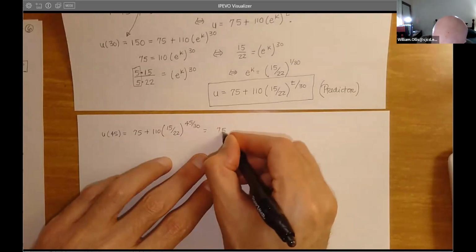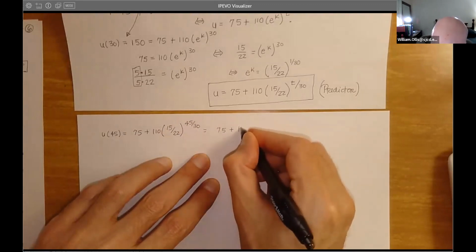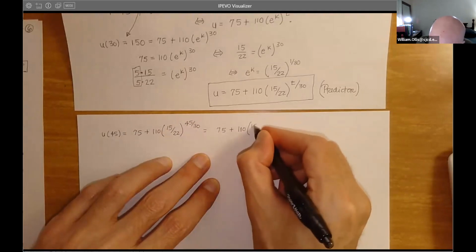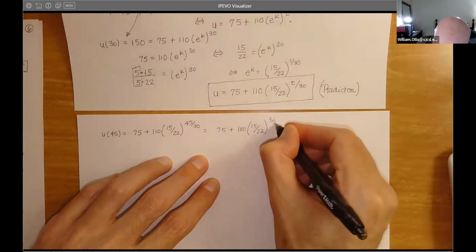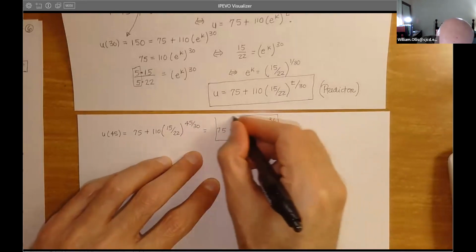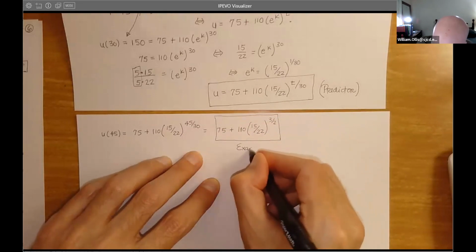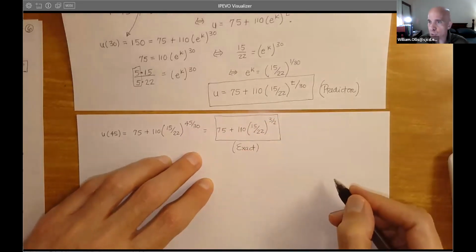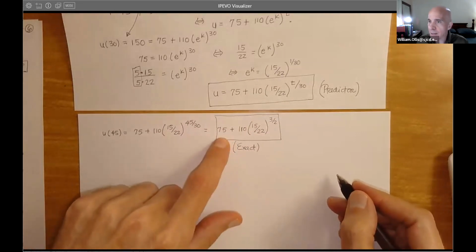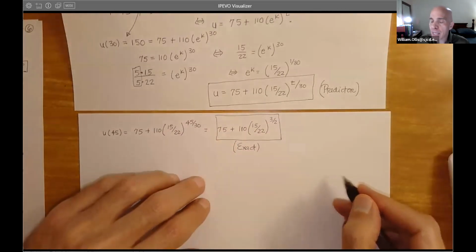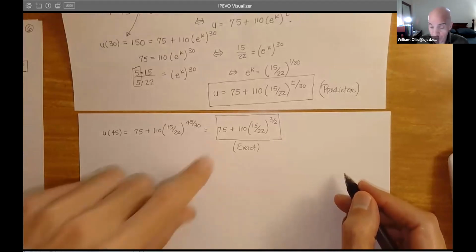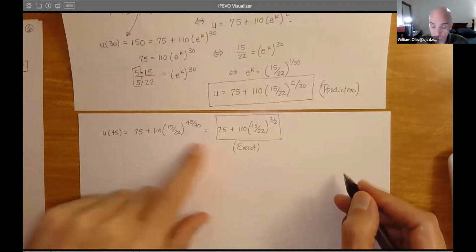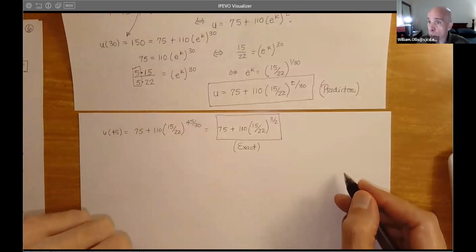So 75 plus 110 times 15 over 22 raised to the 3 halves power. So this is exact. So like on the test, I might say, okay, give the exact temperature. That's it right there, exact. Now, if I put an expression like this and you do a different computation, then you'll have to figure out which one is equivalent to yours. But if you just go ahead and do it the way I've taught you, you'll have less work and your work will have more integrity.